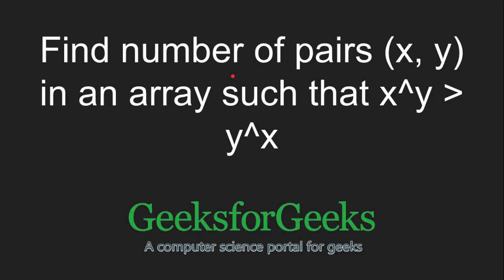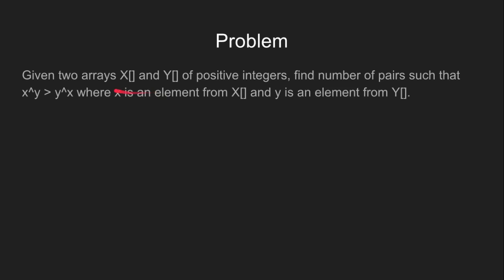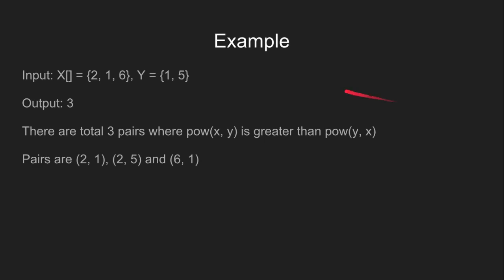In this tutorial, we will learn how to find the number of pairs in an array such that x raised to power y is greater than y raised to power x. So here's the problem. Given two arrays x and y of positive integers, find the number of pairs such that x raised to power y is greater than y raised to power x, where x is an element from array x and y is an element from array y.